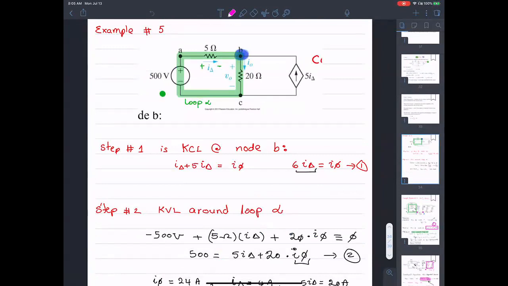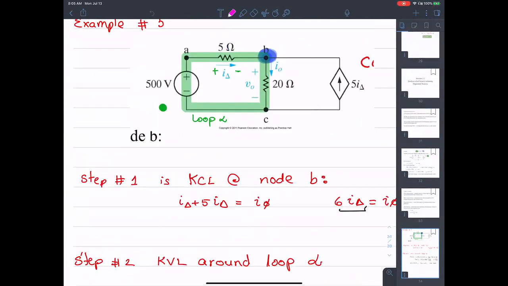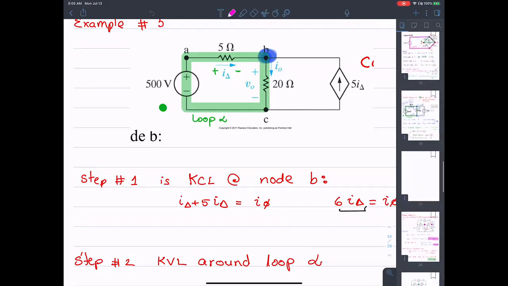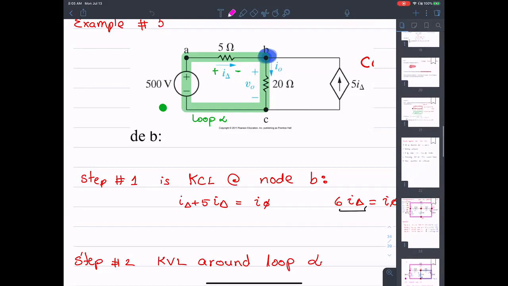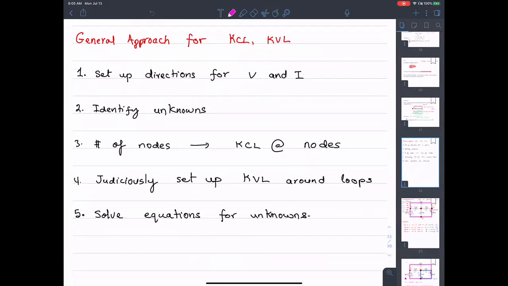The idea was that a dependent source is nothing but a current source or a voltage source that is not constant, but its value depends on some circuit variable. That doesn't matter, okay? The idea of KCL and KVL applies here as well. And the general procedure is to do this. Set up arbitrary directions for current and voltage. I choose voltage and current directions, okay?